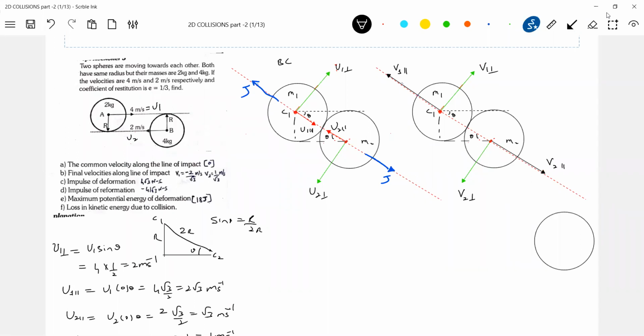And what is V1 perpendicular? V1 perpendicular should be equal to U1 perpendicular, and V2 perpendicular should be equal to U2 perpendicular. I think the problem has become very simple, you see, and this particular thing is the line of impact. What is this dotted line? Line of impact. First, we'll calculate V1 parallel and V2 parallel, because V1 perpendicular we already know it. There's a second sphere.